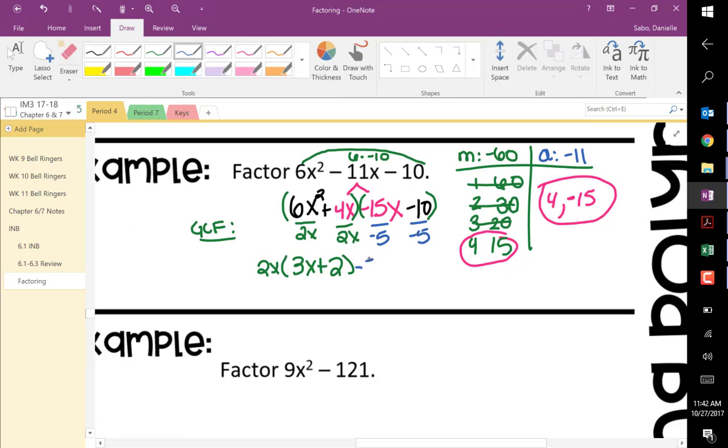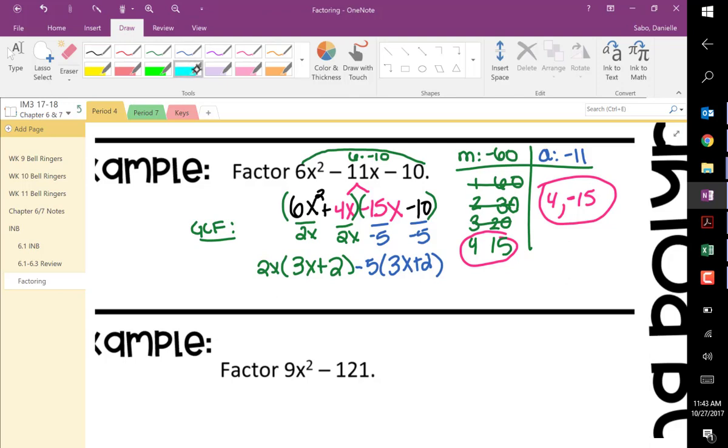Yep, so I put negative 5 on the side, and what's left inside? Well, negative 15 divided by negative 5 becomes a positive. And then what's negative 10 divided by negative 5? 2. Now do you see that I have the same thing in both of them? We're almost done. We just got one more step.